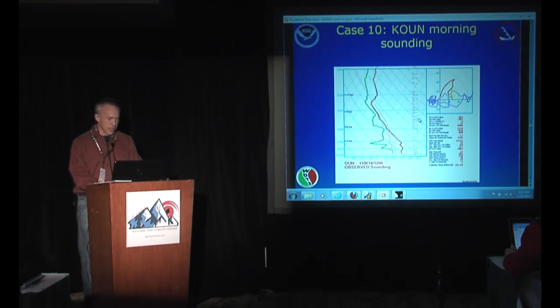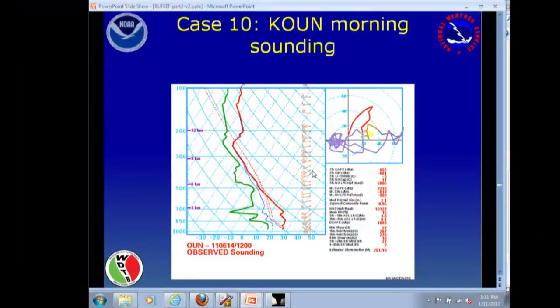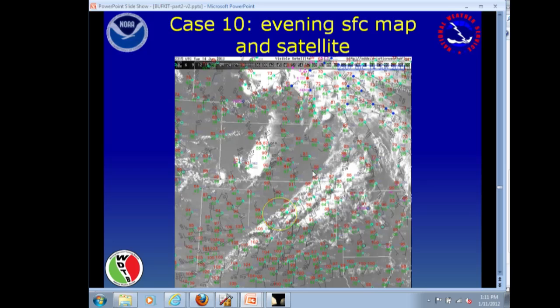So we have a sounding. This is the morning sounding. So if we modified that, what do you think the afternoon temperature would be if we removed all the inversions? Ridiculous. Okay, so it's a cool summer day.